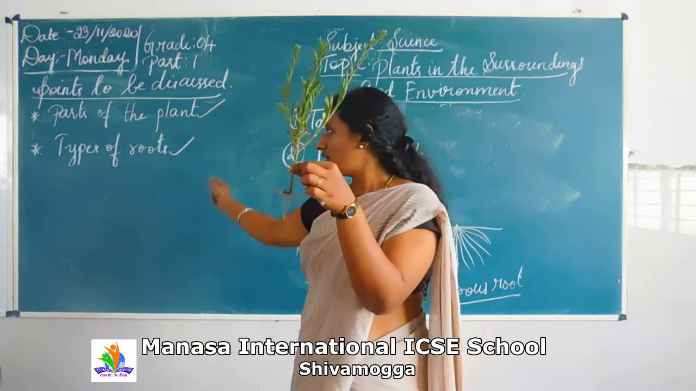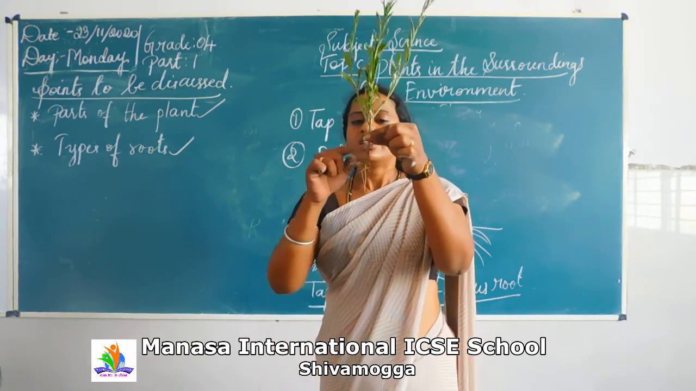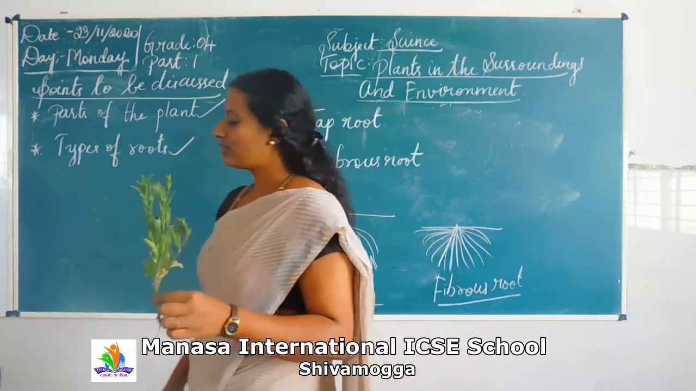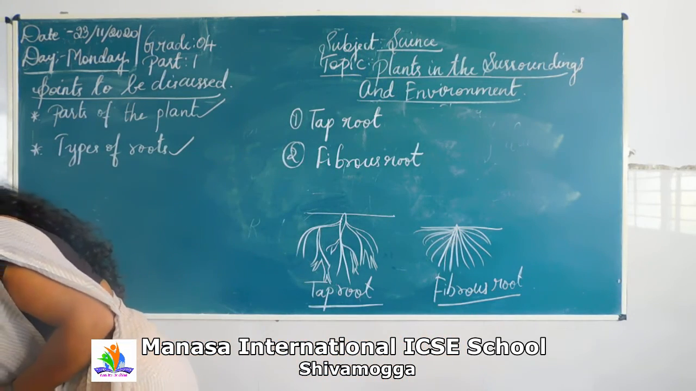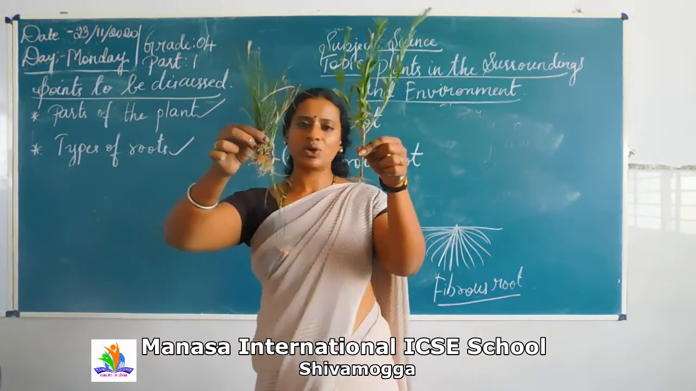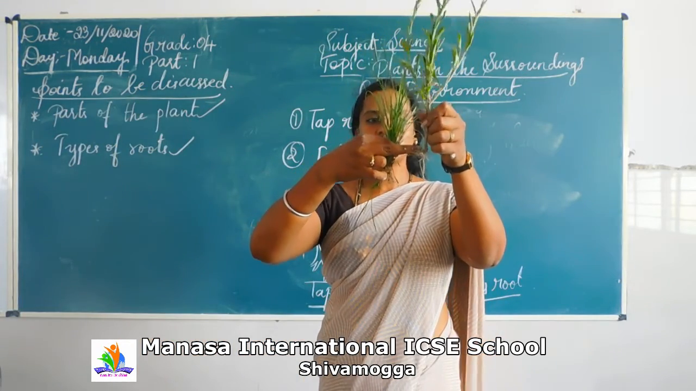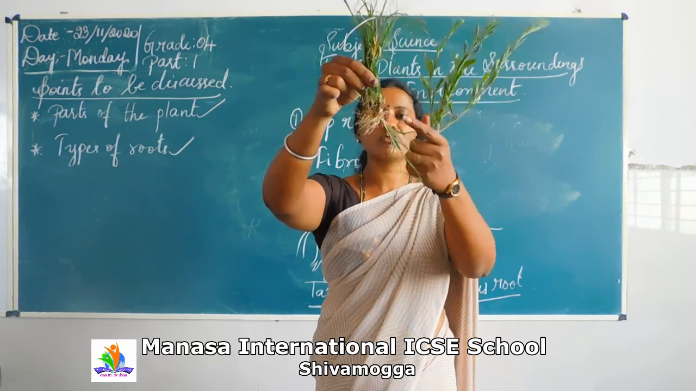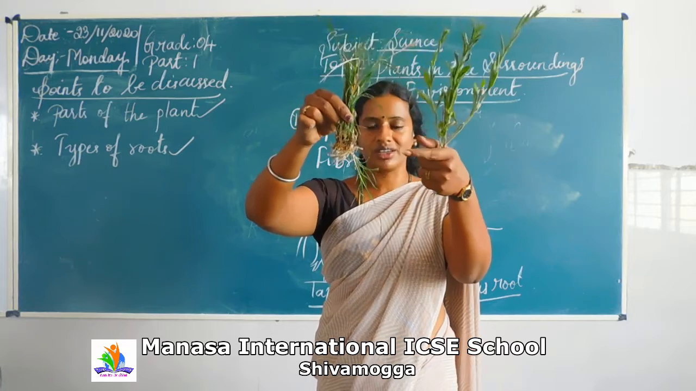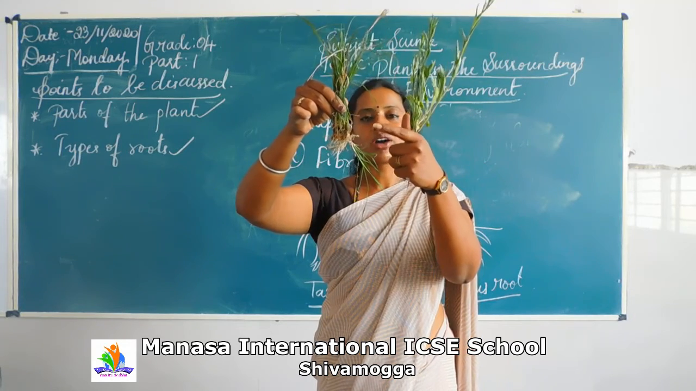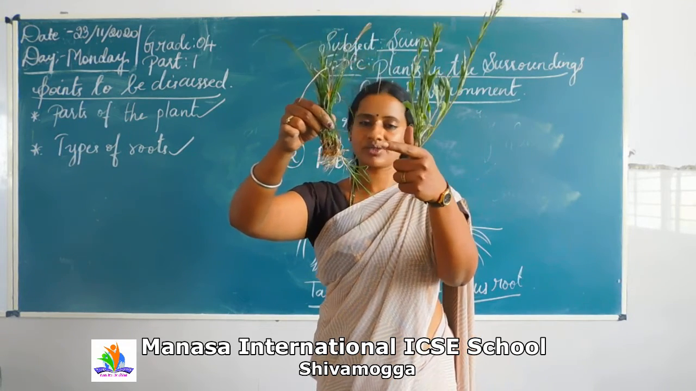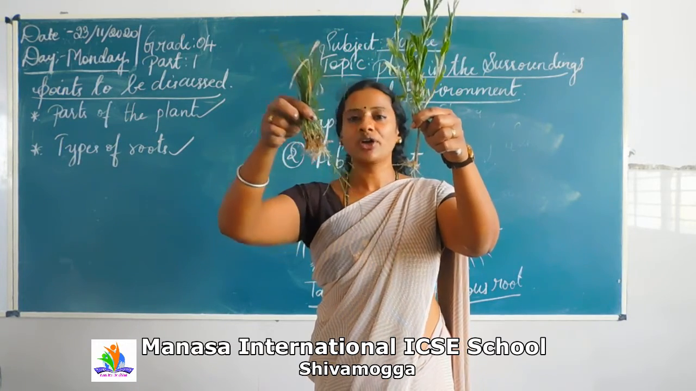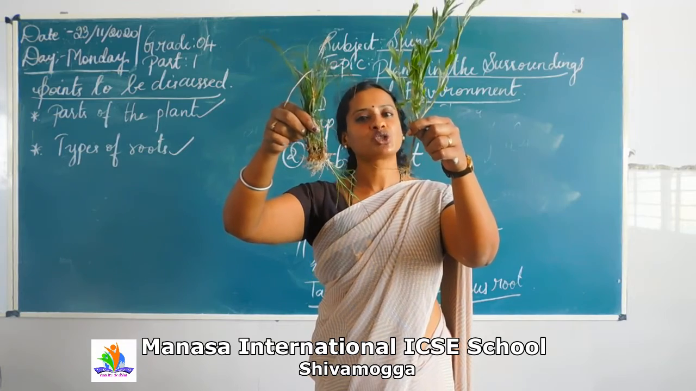Now, the second unit, types of roots. This is an example for taproot system, right? And we have an example for fibrous root system, the grass. You can see the difference. This is taproot system, and this is an example for fibrous root system, where we find the roots as a cluster, which means all the roots are arising from a single point. This is taproot. I hope the different types of roots are very clear now.